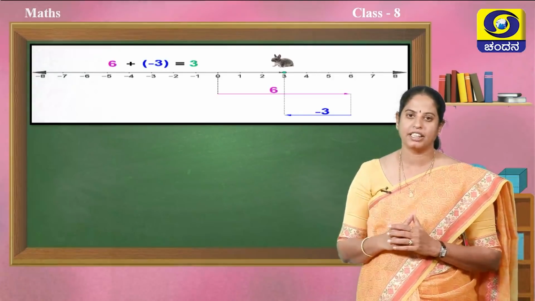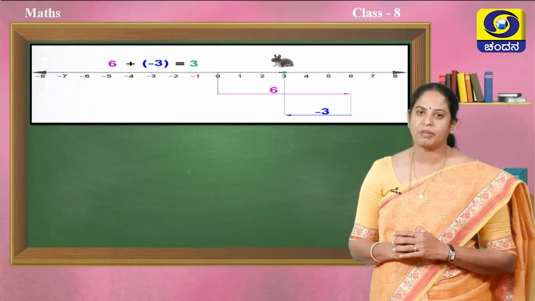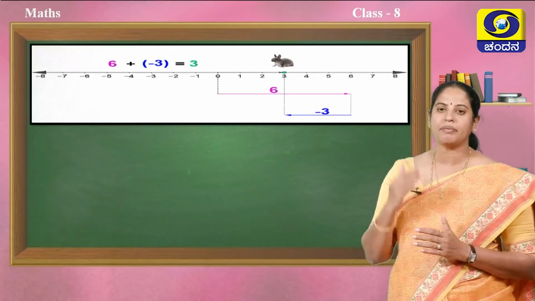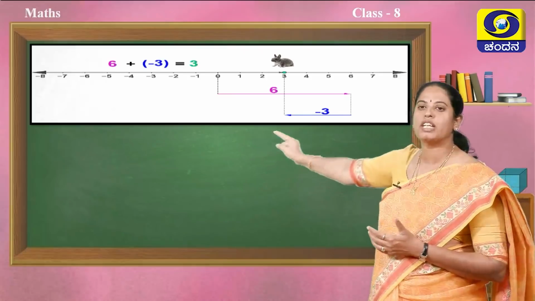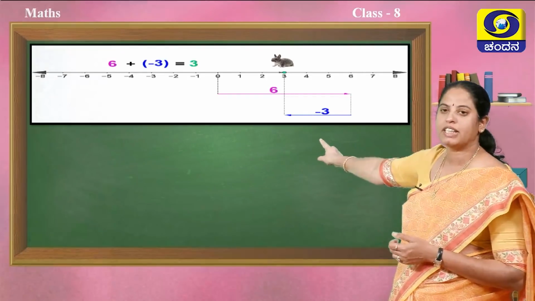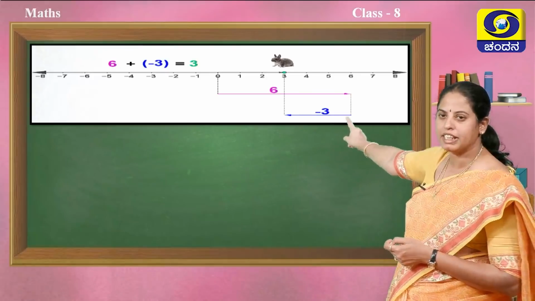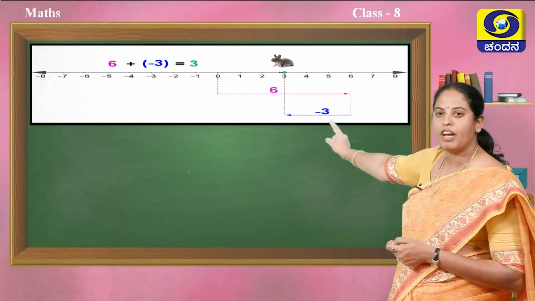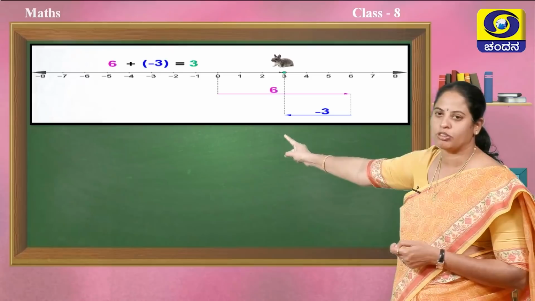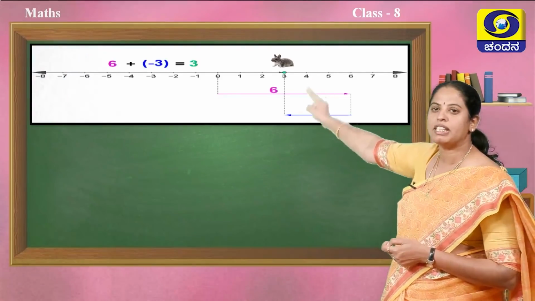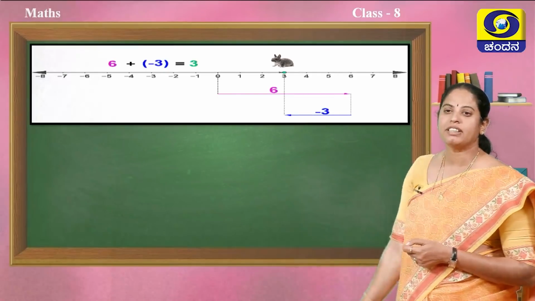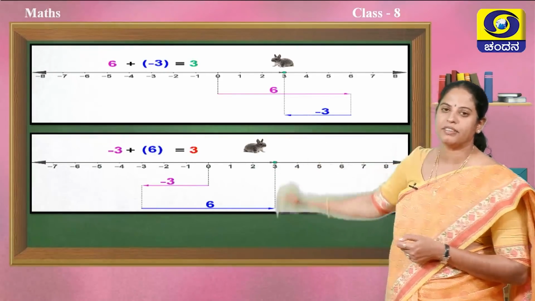Let us recall. Observe here 6 plus of minus 3, that means I am adding minus 3 to 6. First the bunny moves towards the positive side of the number line, that is 6 units on the positive side. From there it comes back 3 units, that means I am adding minus 3 to 6, so now the bunny is at the positive 3 place, that means it is at 3.